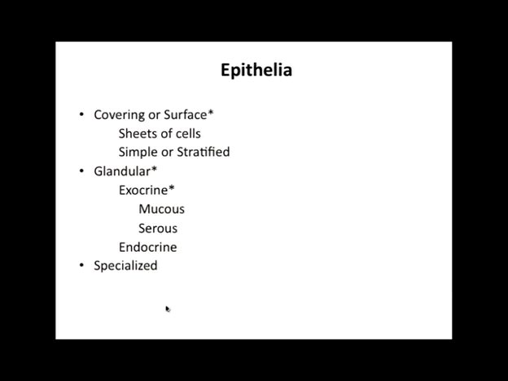The other types of epithelia are glandular epithelia, and those include all of the exocrine glands, that is, glands that have ducts and will secrete onto a surface, and the endocrine glands, glands that produce hormones, other paracrine factors that will either secrete into the blood system or into the surrounding connective tissues. Then there are also going to be some specialized epithelial cells that can be found in the retina and other places. We won't be dealing with those.